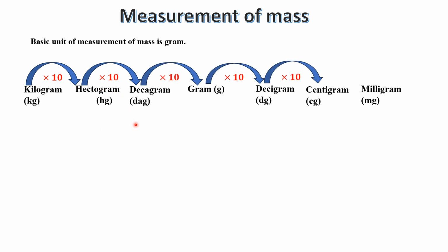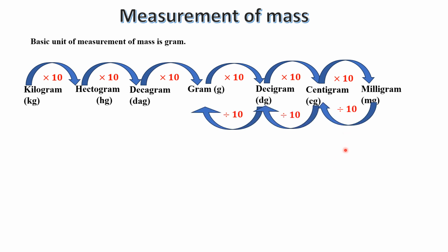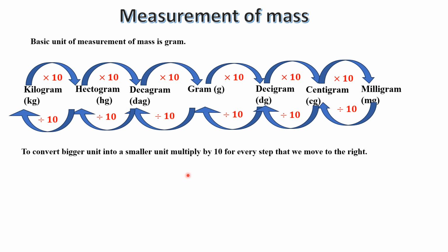The same way you have to keep on multiplying it by 10 when you are converting bigger unit to smaller unit. Now if you have to convert a smaller unit to bigger unit, then you have to divide by 10 in each step when you are moving to the left side. So to convert bigger unit to smaller unit, multiply by 10 for every step that we move to the right. So let's do one question.